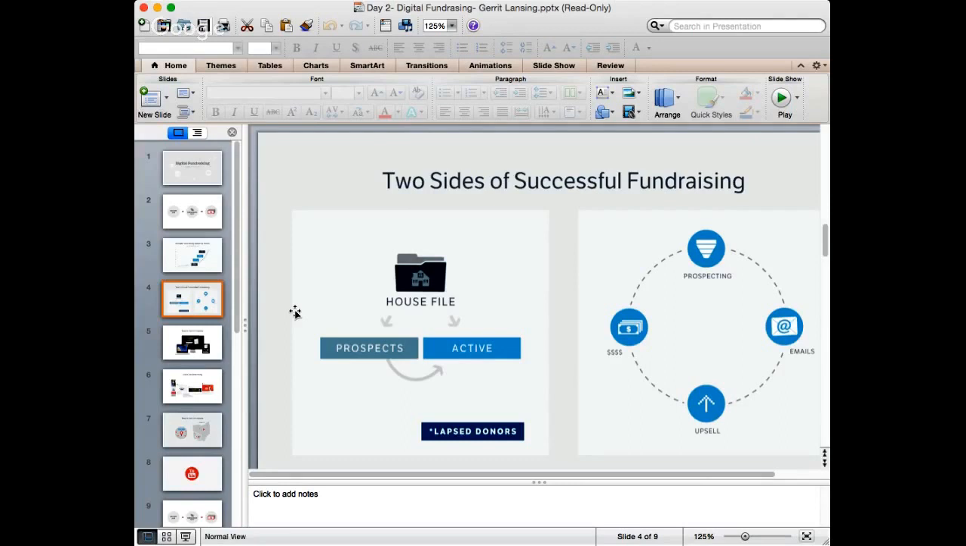In general, you've got a house file, which is the old direct mail term for the emails and the donors that you have in-house. And you've got prospects, and you're trying to make prospects into active donors in your house file. And then on the right side of the slide is the whole prospecting side, where you go out and try to bring in new people through emails. You upsell them, and hopefully they donate, and use that money to go prospect even more.